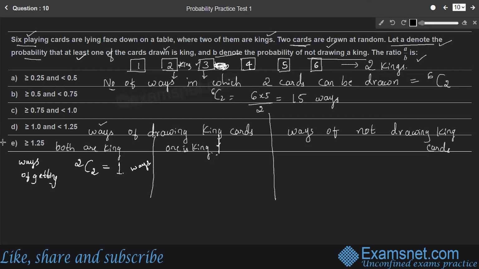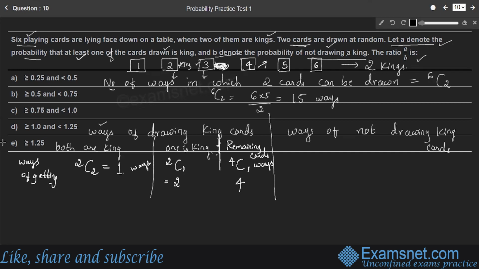So how to select the king card? In how many ways can you select the king card in the remaining cards? So if one of the cards drawn is king, in how many ways can one of the cards be drawn as king card? Out of 2, you can draw 1, so 2C1 is 2 ways. Then in the remaining 4 cards, you can draw 4C1, because you are going to draw only 1 king card. So in 4C1 ways you can draw king card, and 4C1 is nothing but 4.